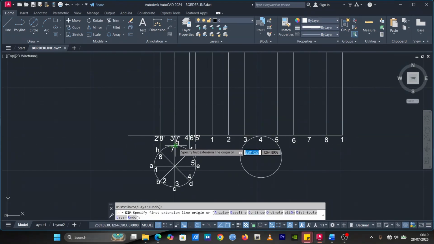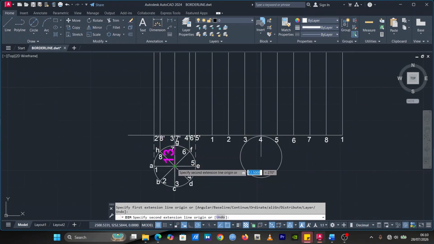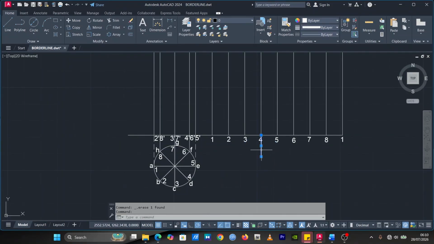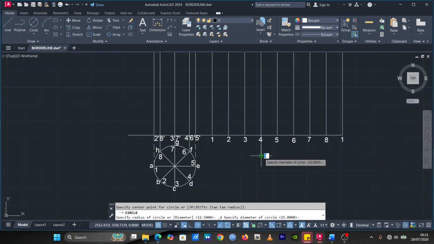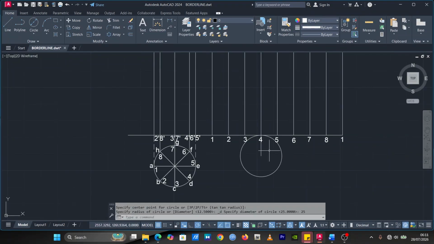So you check the dimension over here, you have 13. But in this case, we are going to use 12.5 because the distance from here to here is 12.5 and the distance from here to here is 12.5. So we are going to use 12.5 over here. 12.5 plus 12.5 will give you 25. So there is no calculation. You input 25 and then you have a touching. Now you trim this line. Trim this line over here.